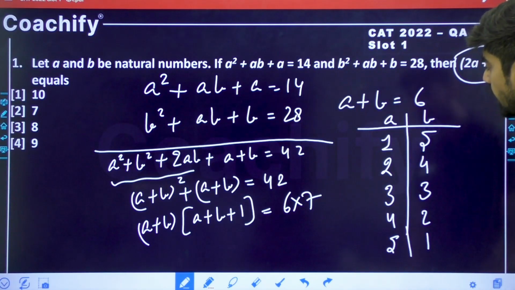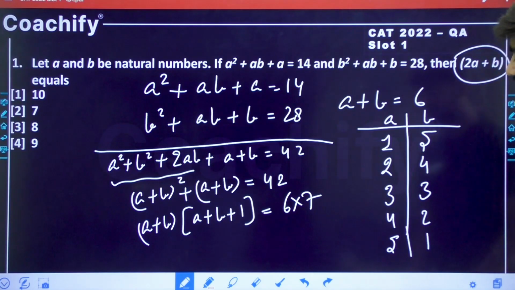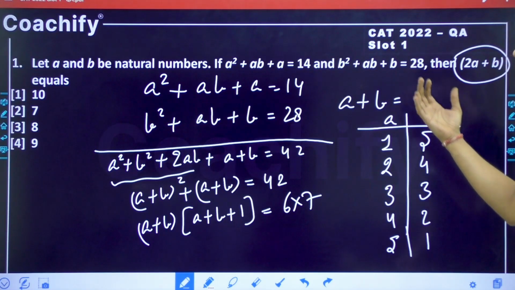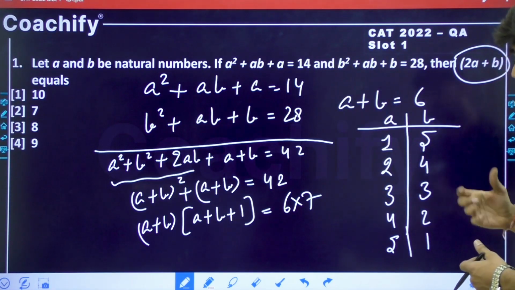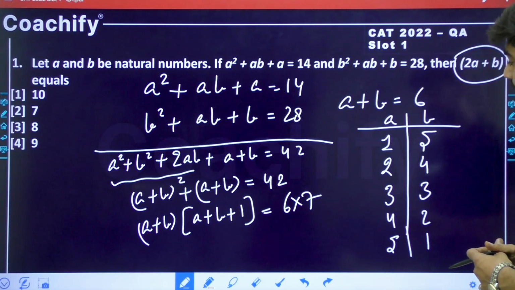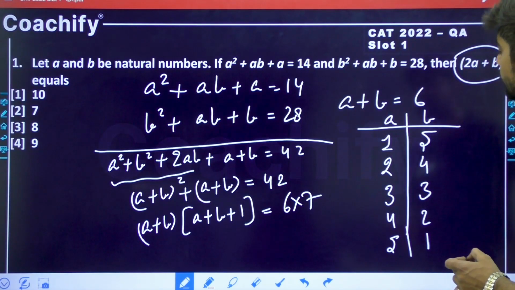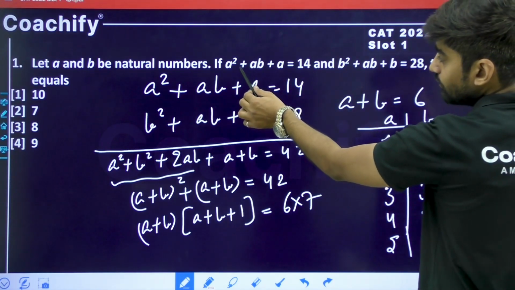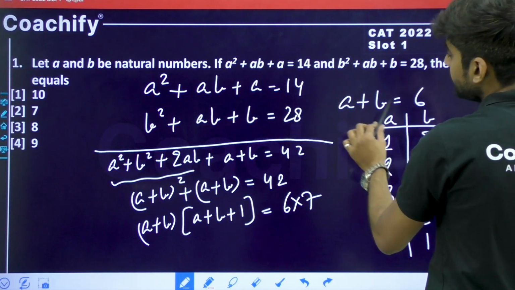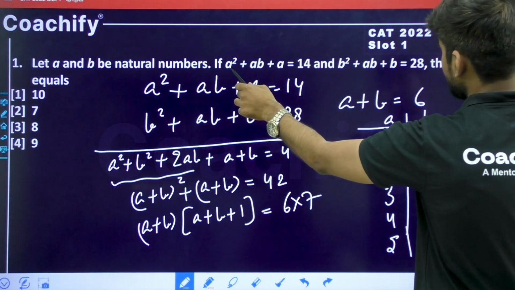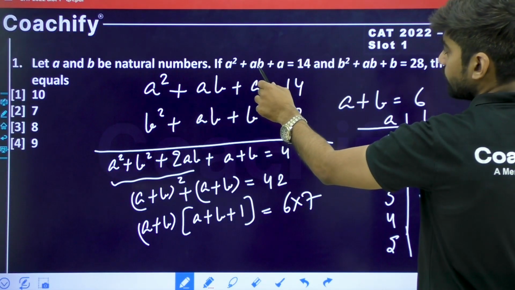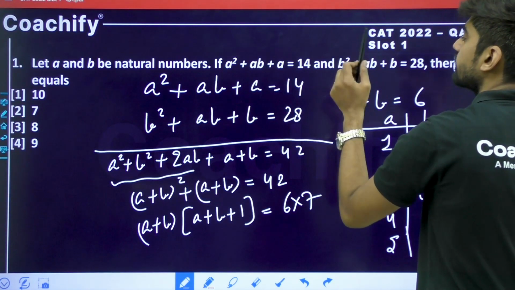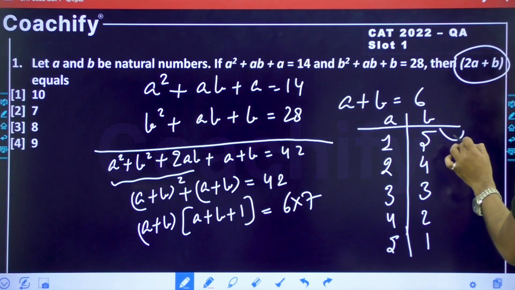Okay. Now, which is the correct case? For that, I can pick up the values one by one and try to satisfy these equations. The case which satisfies these equations will be the right case. If I start with the very first one, which is 1 and 5, and put the value of A as 1 here and the value of B as 5 here, this becomes 1 plus 1, which is 2, and 1 into 5 is nothing but 5. 5 plus 2 becomes 7, which is definitely not equal to 14. So this is a wrong case.